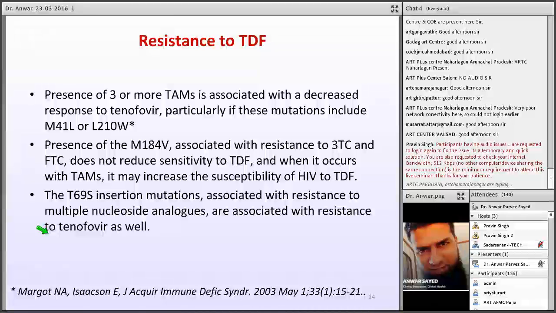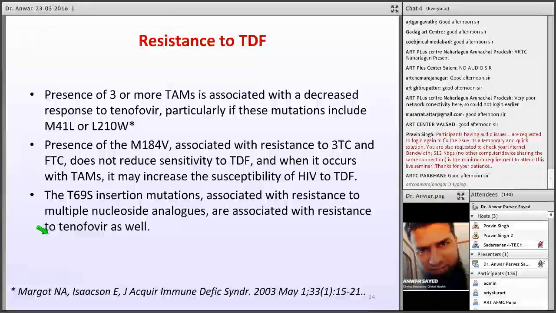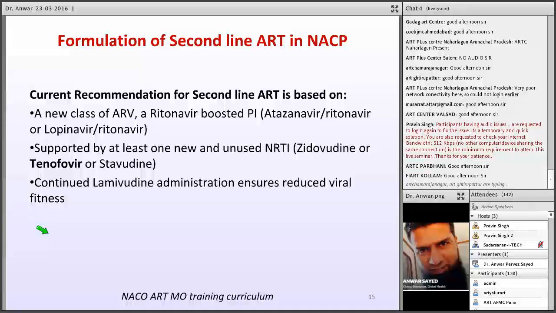So tenofovir should be considered in choosing therapy for individuals experiencing viral recurrence on a prior regimen, but resistance testing may be helpful in assessing the utility of tenofovir in individual situations, that is in ideal conditions. Though we are not following that within our national program, it will be helpful if it is available. And this is how the second line regimen is planned in the National AIDS Control Program.